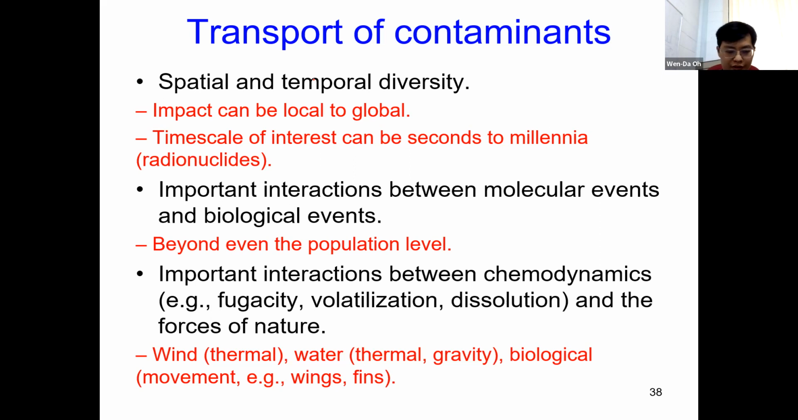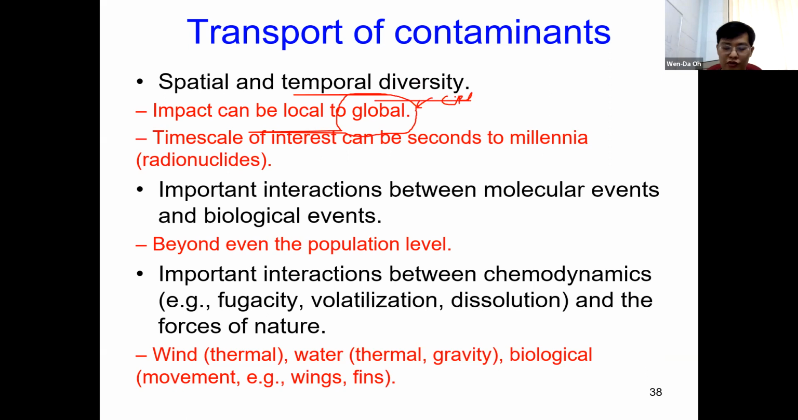On the other hand, if you have gas-phase pollution, most of the time it is very hard to control the toxic gas. Sometimes it can be at the global scale. For example, if you look at the CFC case, CFC is at the global scale.